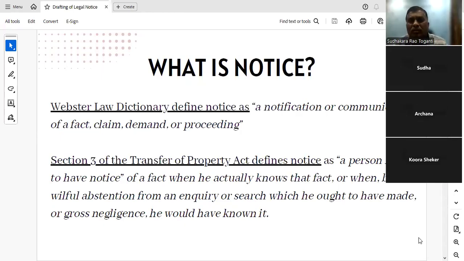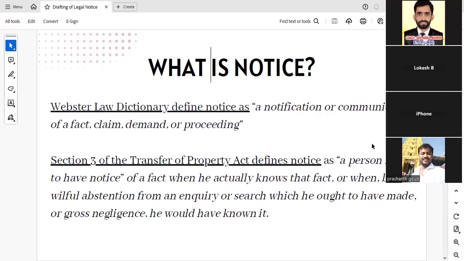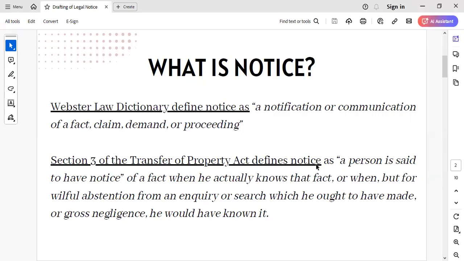So section 3 of the Transfer of Property Act defines notice. What is notice? Can anybody read it? Slowly, so that everyone can understand. A person is said to have notice of a fact when he actually knows the fact, or when, but for willful abstention from an inquiry or search which he ought to have made, or gross negligence, he would have known it.